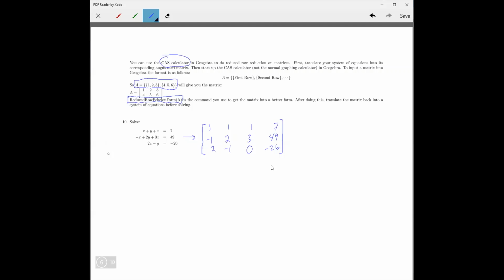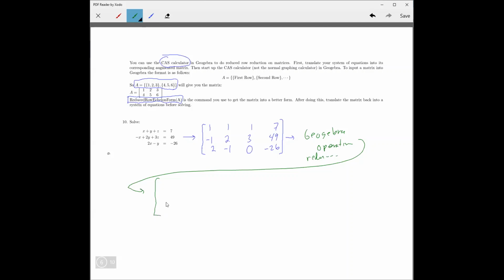Okay, so we go back to here and do the operations. We'll just say this is GeoGebra operations, reduced row echelon form.